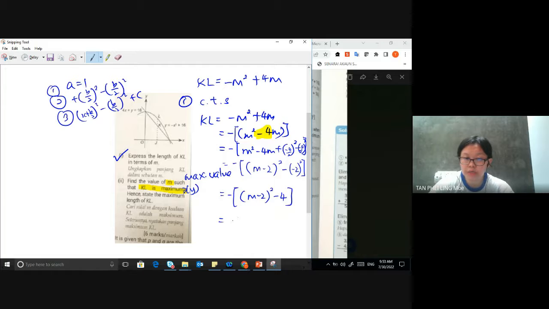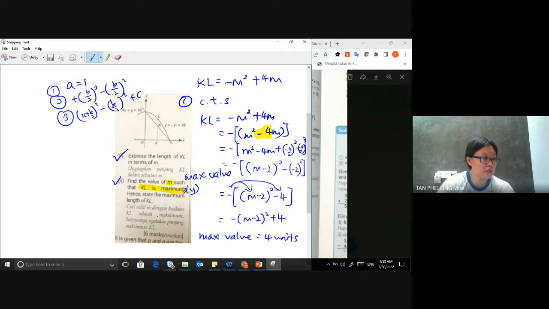Now we open the big bracket. You get negative m minus 2 squared, so expand the first one, expand the second one, plus 4. Now you have the maximum value, which equals 4 units. Is that okay? So with that, we have answered it. Usually it will be 4 marks and 2 marks, because the A1 has longer steps. Like that, we're done with A2.